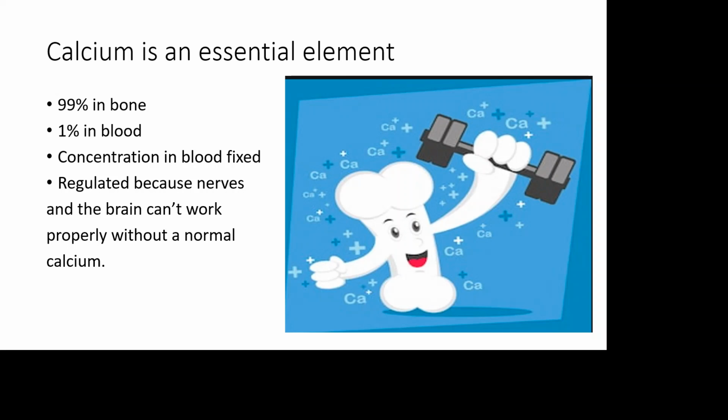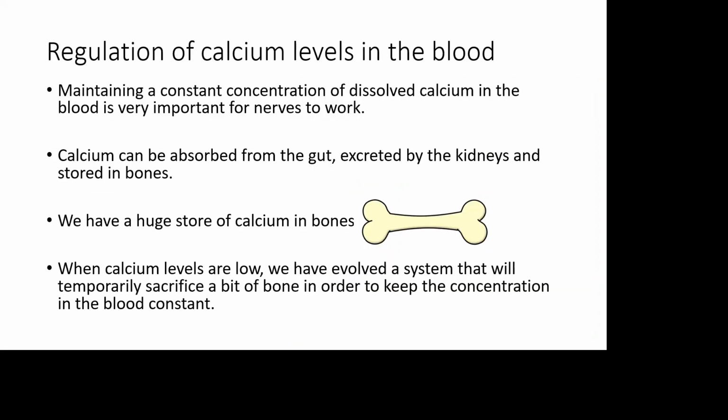Now, it's important that the concentration in the blood is fixed, and it's regulated because nerves, and in particular the brain, can't work normally without a normal plasma calcium. So we've evolved clever mechanisms to make sure that the amount of calcium in your blood stays the same. So it's very important that we maintain a constant concentration of dissolved calcium in the blood.